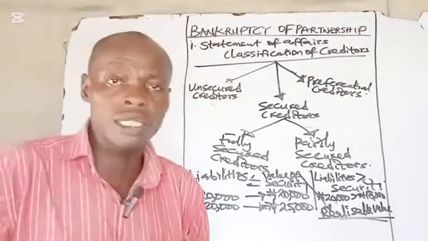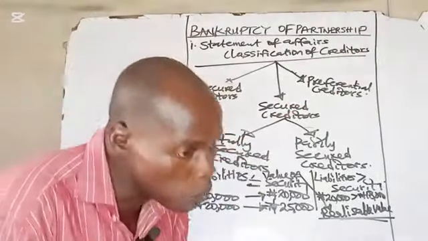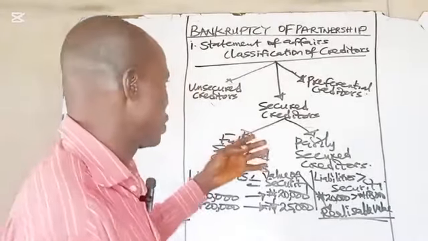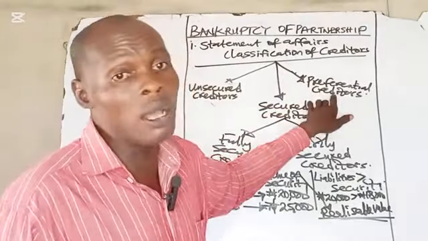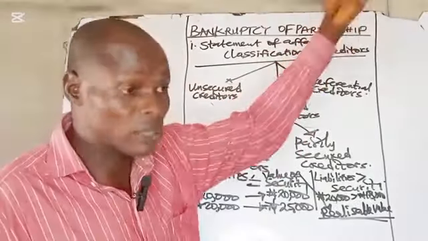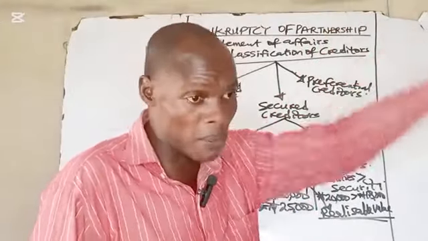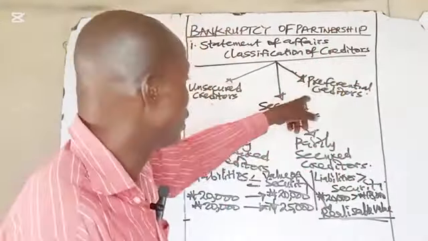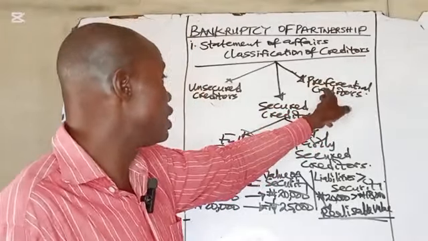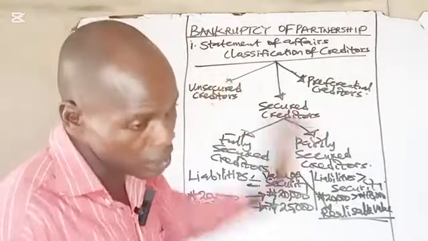Examples of preferential creditors include all debts due to the state or government that are payable within 12 months before the date of the bankruptcy. So if the bankrupt is owing government taxes that do not exceed 12 months before the date of the bankruptcy, we classify them as preferential. That means if the time frame is more than 12 months, you are going to rank them as unsecured creditors.